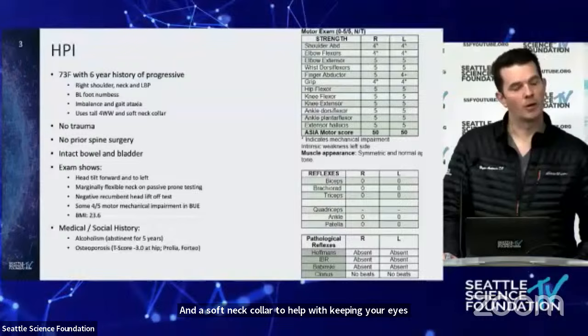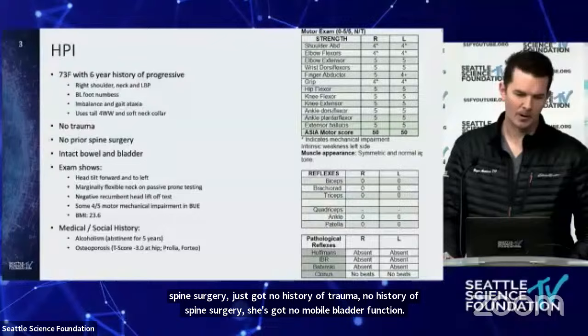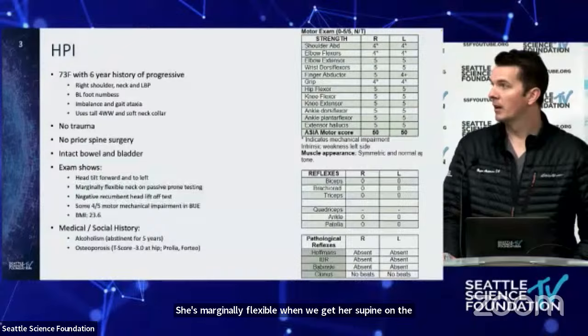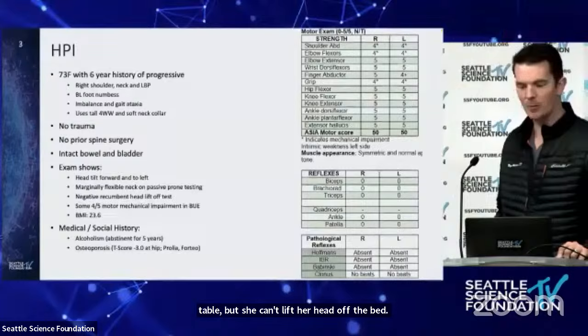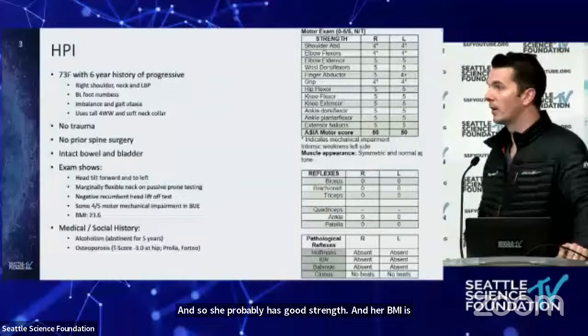When we examine her, her head is tilted forward and to the left, and it's held there when she's standing. It's marginally flexible when we get her supine on the table, but she can't lift her head off the bed. She has about 4 out of 5 strength in the upper extremities, but this is felt to be more mechanical impairment, so she probably has good strength. Her BMI is fairly normal. Her history is significant for alcoholism, but she's been abstinent for several years, and osteoporosis. She was previously treated with Prolia.